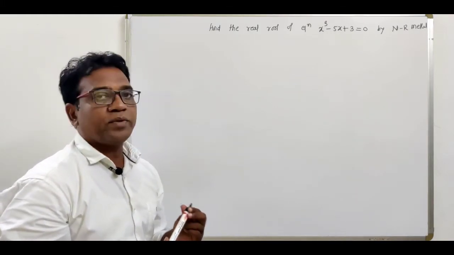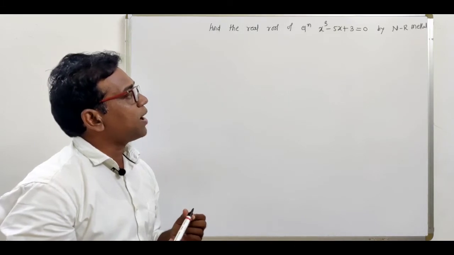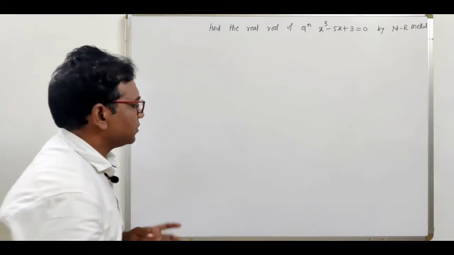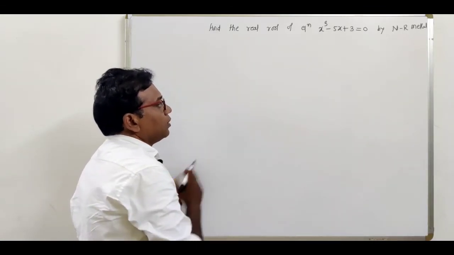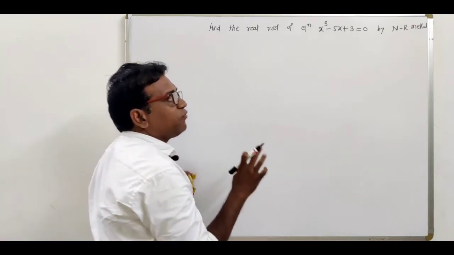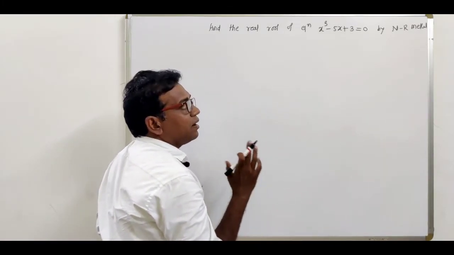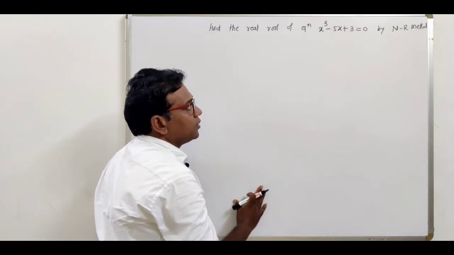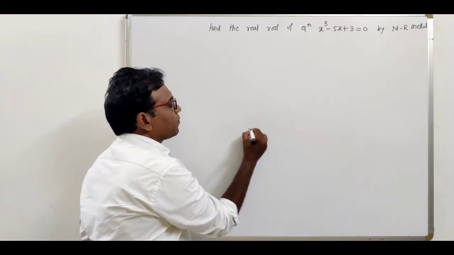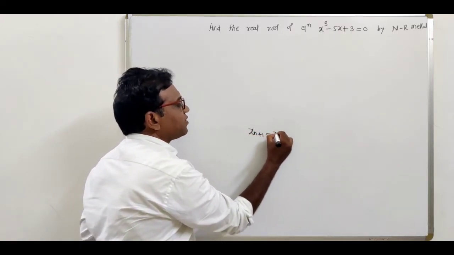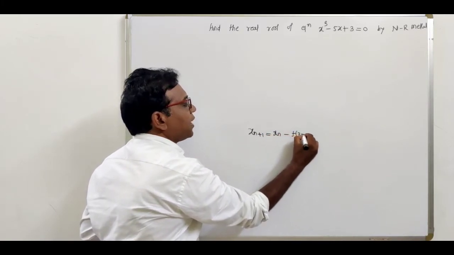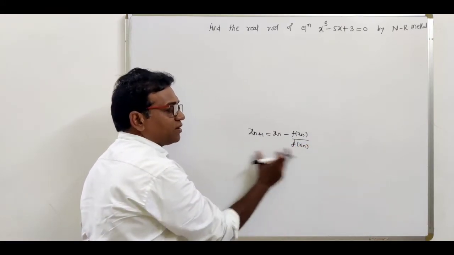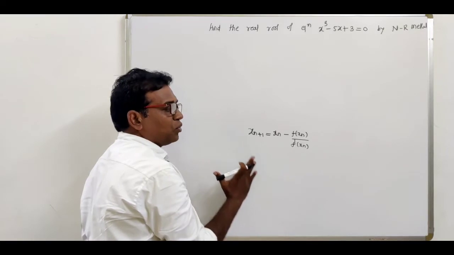Find the real root of the equation x cube minus 5x plus 3 equal to 0 by Newton-Raphson method. Now just now we have seen the formula for finding the real root of an equation by using Newton-Raphson method. So what is that formula? x(n+1) is equal to xn minus f(xn) divided by f dash xn. This is the general formula for finding the real root of an equation.